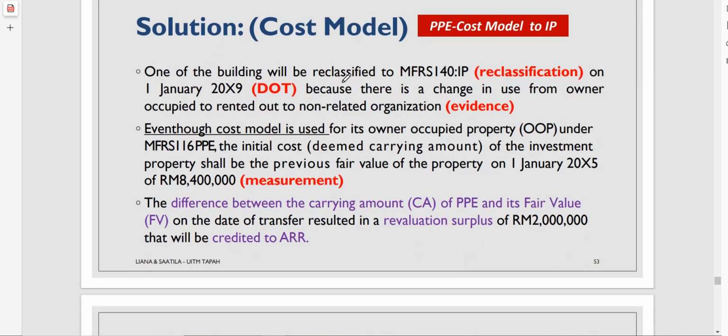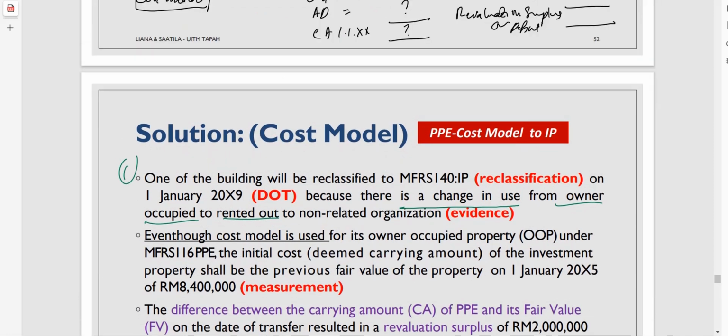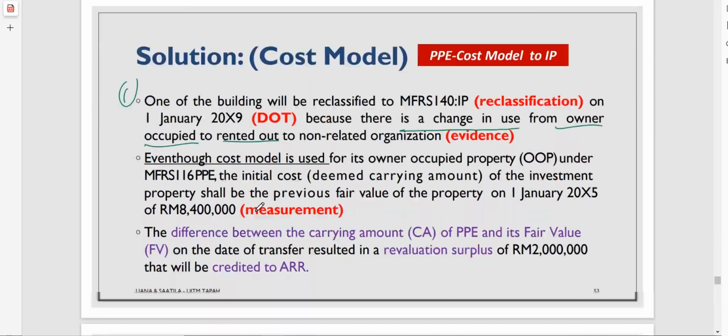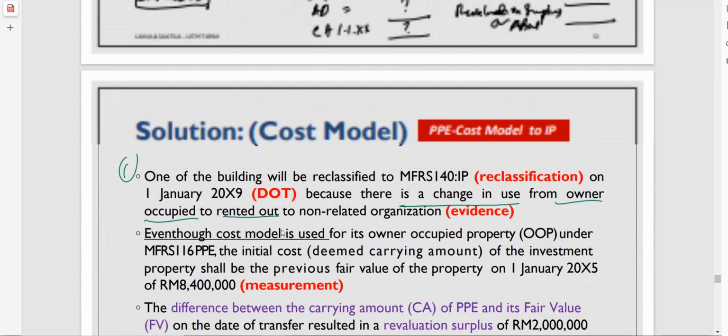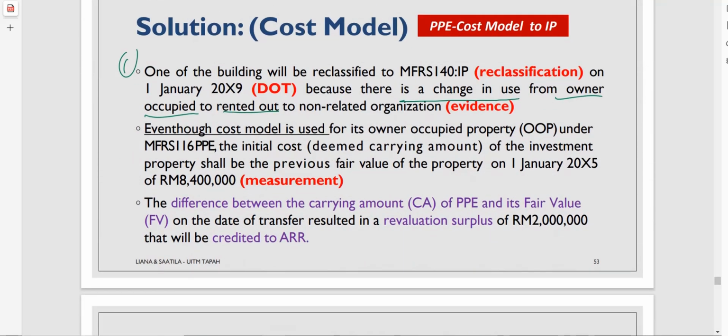So let's look at what we have explained there in words. One of the buildings will be reclassified to MFRS 140 IP on 1st of January 2000 X9. Why? Because there is a change in use from owner occupied to being rented out. So that was the evidence, number one. Let's look at the second one.